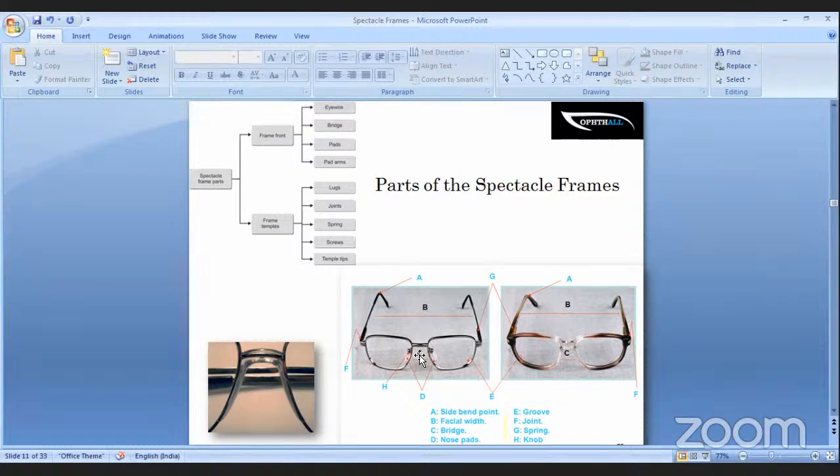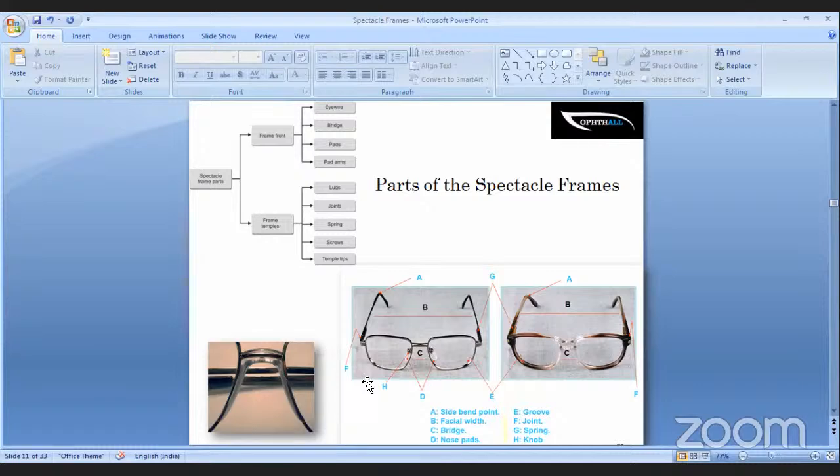Then the C is a bridge which works as a bridge between the right lens and the left lens. Then these are nose pads which are hanged in the metal frame with the help of these knobs. These knobs are the smallest part in a spectacle frame. Then this is joints. Here you can see the spring. Spring means they make the temples stretchable.